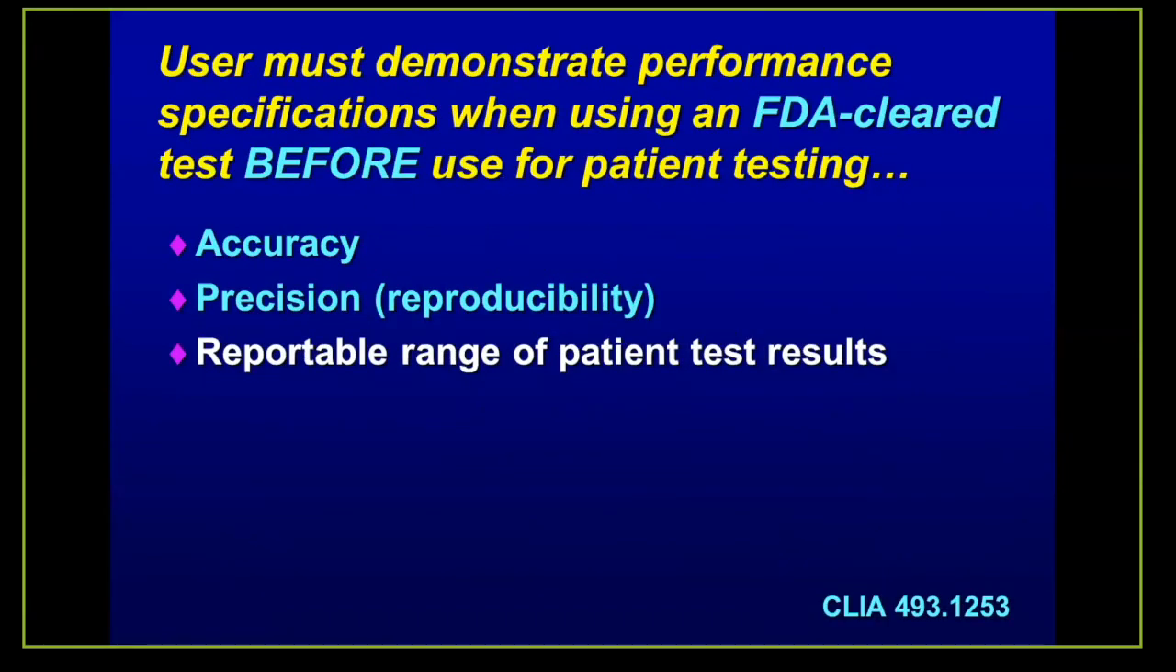When we are doing an FDA cleared test and we're using it as it is intended, we need to make sure that we are demonstrating performance specifications before we start doing patient testing. We need to make sure that we are verifying the accuracy, the precision, which is also known as reproducibility, and also, if it's applicable, the reportable range of the patient test results.